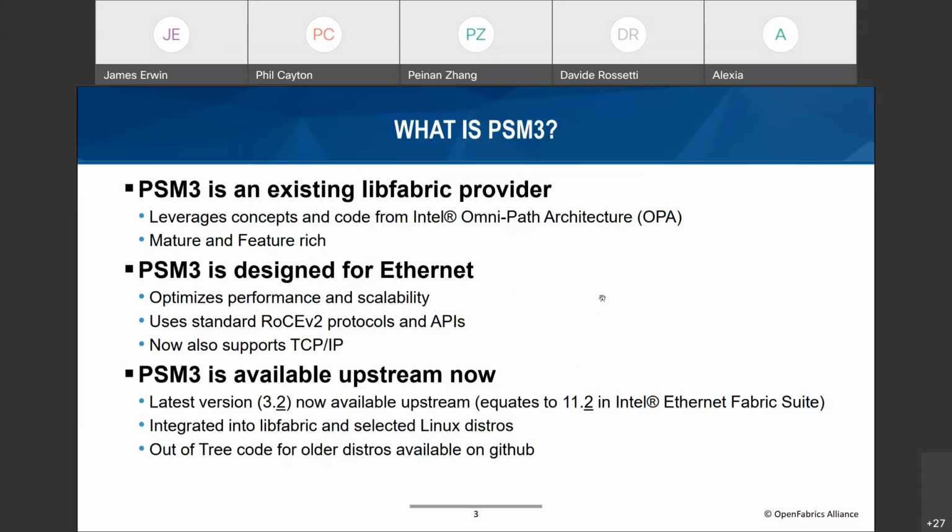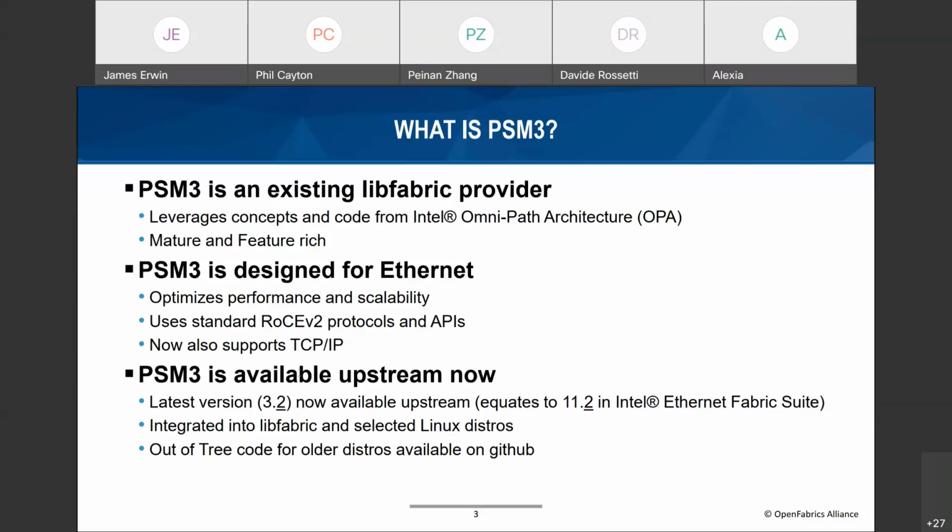The key difference with PSM3 is that it's designed for Ethernet. It optimizes performance and scalability of Ethernet in HPC and AI. It's based on using standard RoCE v2 protocols and APIs. A key change to our recent deliveries of PSM3 is that it now also supports sockets TCP/IP.